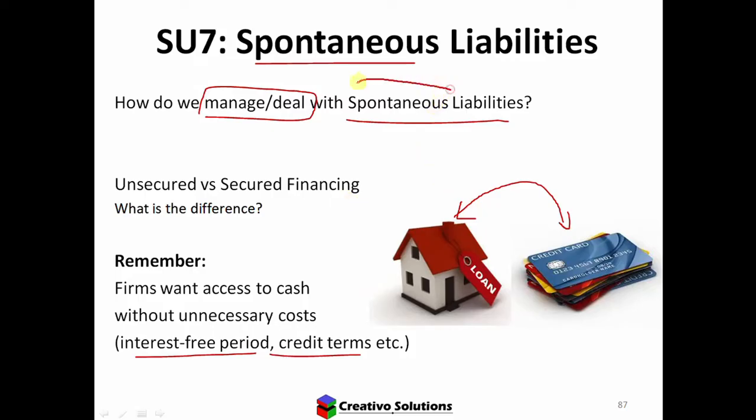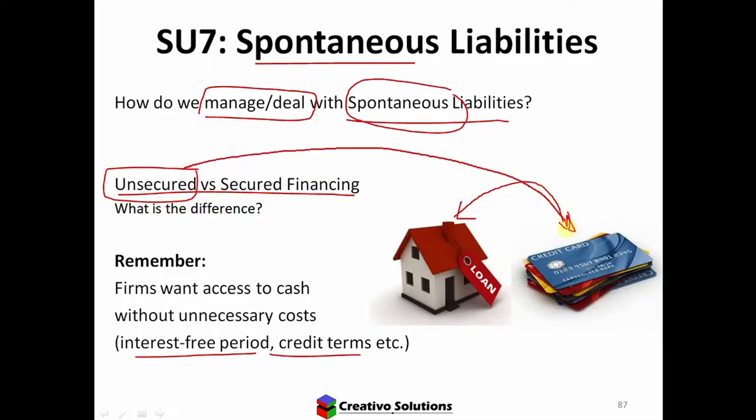If it's spontaneous, is it long term or short term? Short term. So is that unsecured or secured? Unsecured. Good. Unsecured would be the credit card. Secured would be the home loan. Make sense? Okay, good.